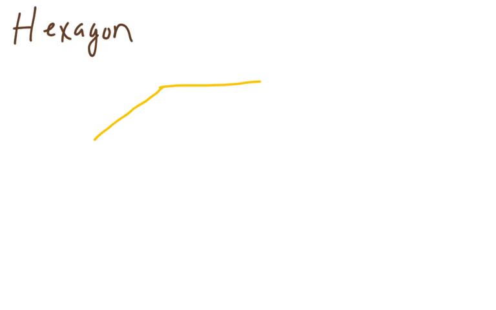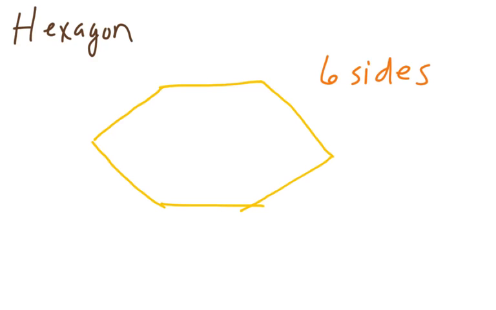The next type of shape that we're going to look at is a hexagon. Well, hexa means 6, and a hexagon has 6 sides. Alright, so a hexagon has 6 sides, and it also has 6 angles. I forgot to mention that at first.